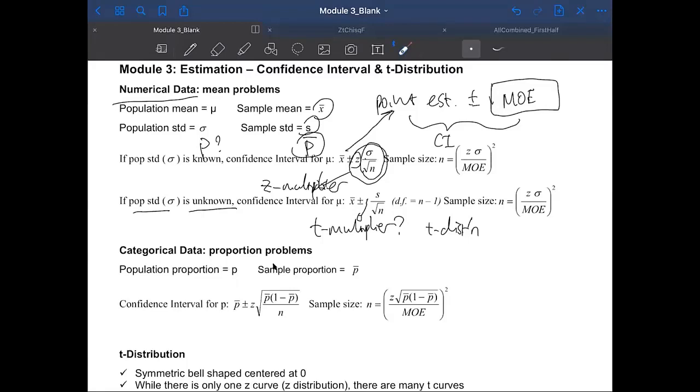To be honest, as far as 275 is concerned, all kinds of problems can be divided into either a mean problem or a categorical problem. The mean problem deals with numerical data, and the categorical problem deals with proportions. Great.